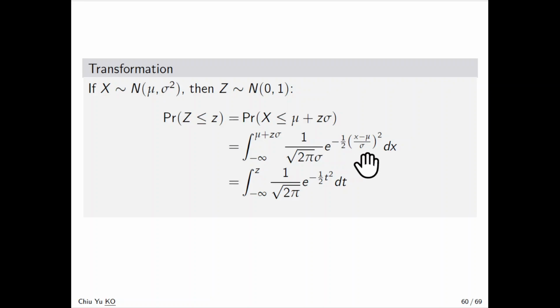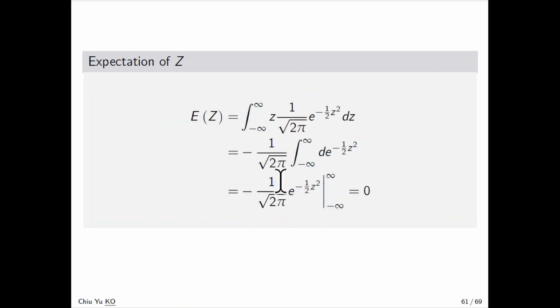And the next step is we try to do substitution. We call X minus mu over sigma, t. That becomes t squared. And you differentiate this t, and that will give you the sigma is gone. And when x is equal to that, t will be equal to z. So that shows this is exactly the standard normal, right? Because this is normal, you put sigma 1, mu equals 0, it gives you this. So that's why Z is normal (0,1).